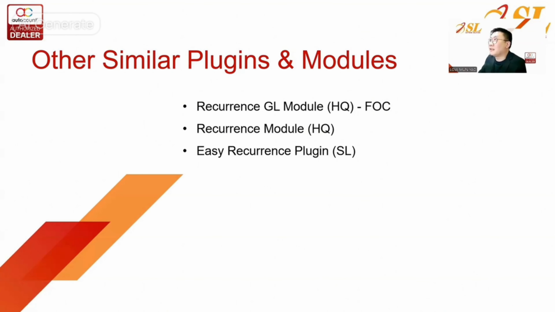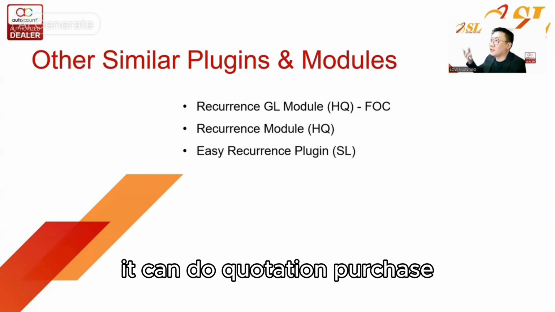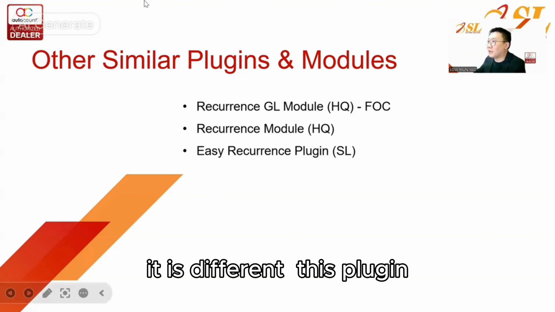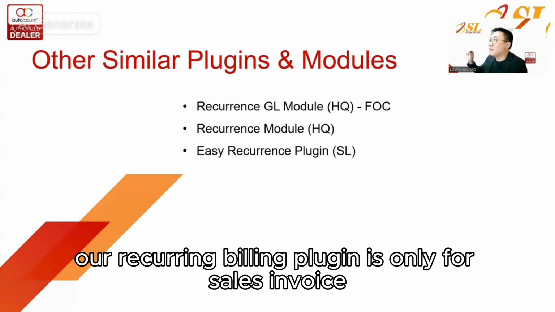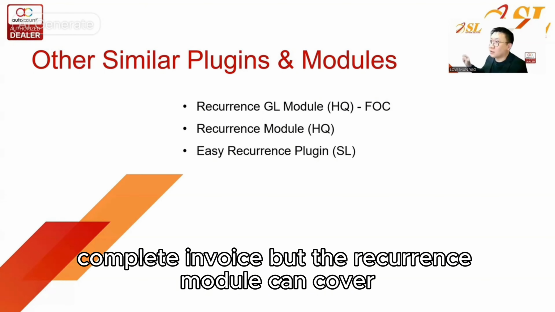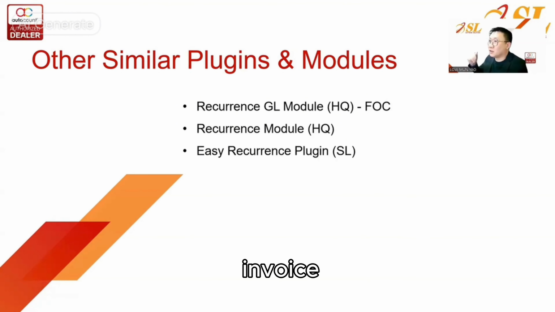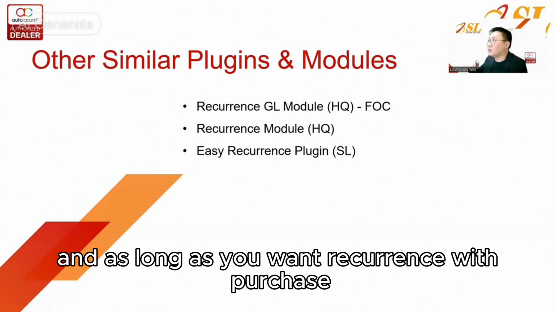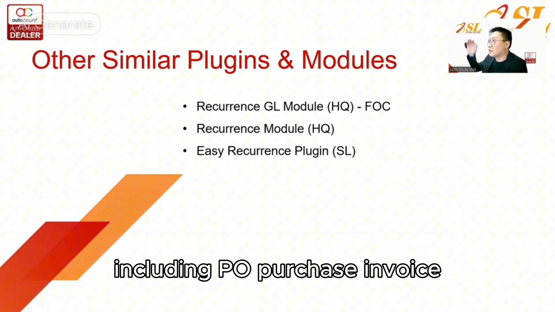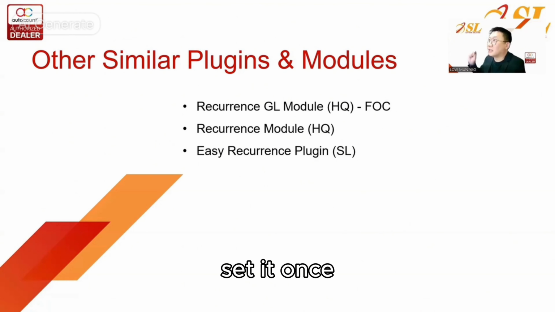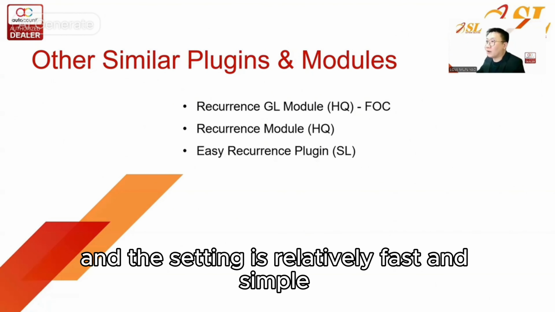If I want quotation, it can do quotation, purchase, sales, all the functions. It is not just sales invoice, complete invoice. Okay, it is different, this plugin. Our recurring billing plugin is only for sales invoice, complete invoice, but the recurrence module can cover all the functions of sales, sales invoice, quotation, invoice, and as long as you want recurrence with purchase, including PO, purchase invoice, etc., you can perform this recurrence action, set it once. And the setting is relatively fast and simple.